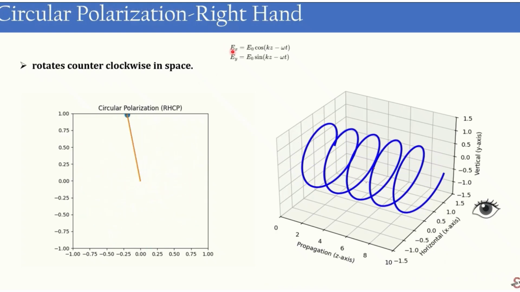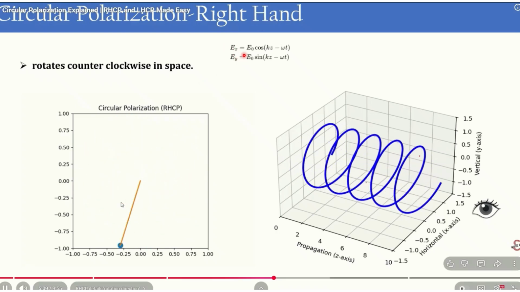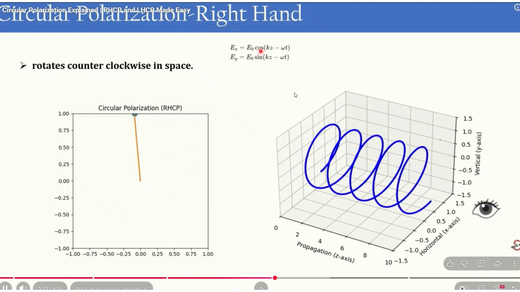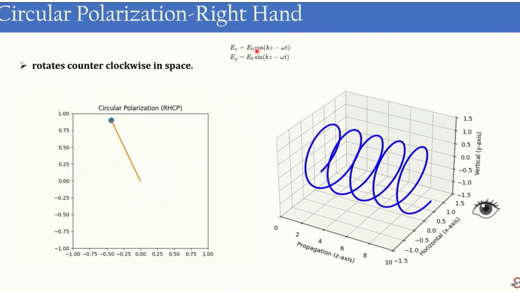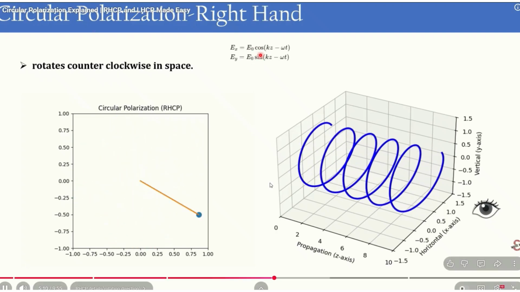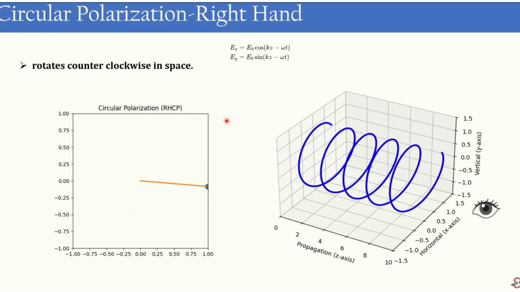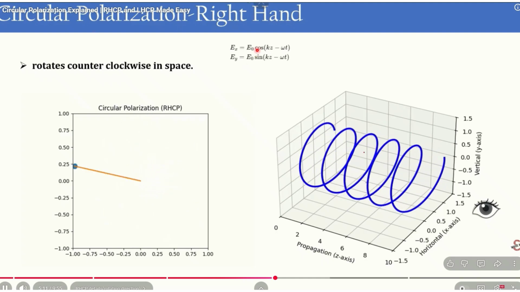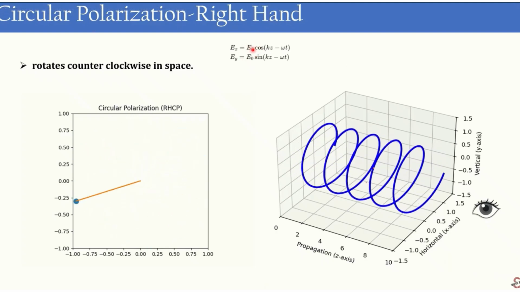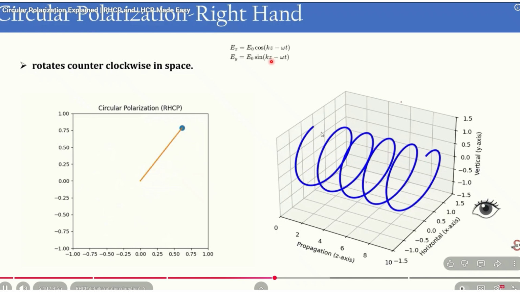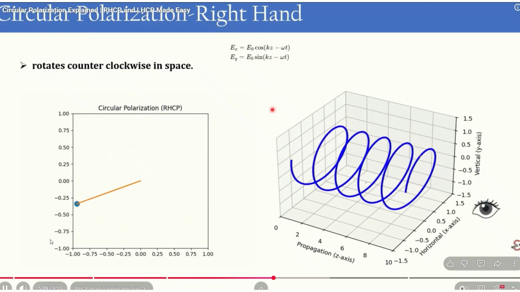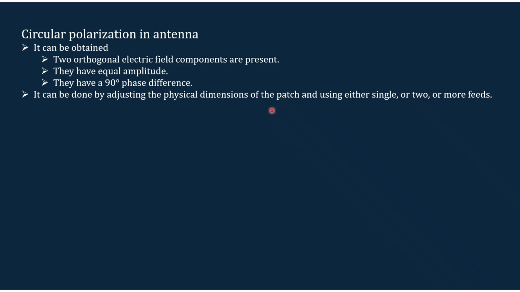In the case of right-hand circular polarization, these waves will be rotating like this, and we can see here that it will have an Ex component and an Ey component. The magnitude, which is E0, is the same for both, and you can see the phase difference: one is in the cosine and one is in the sine domain. So there is a phase difference of 90° between these two components. That is the condition for circular polarization. That means it has the same magnitude, but it also has to have a phase difference of 90°. So let's see how we can achieve circular polarization from antennas.